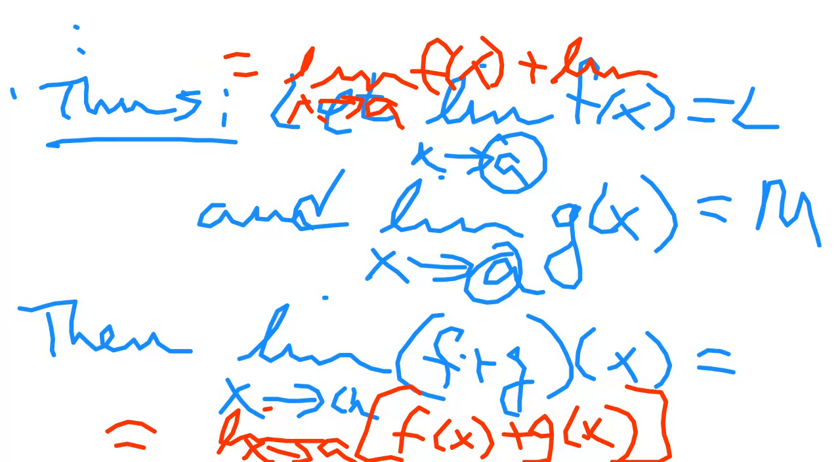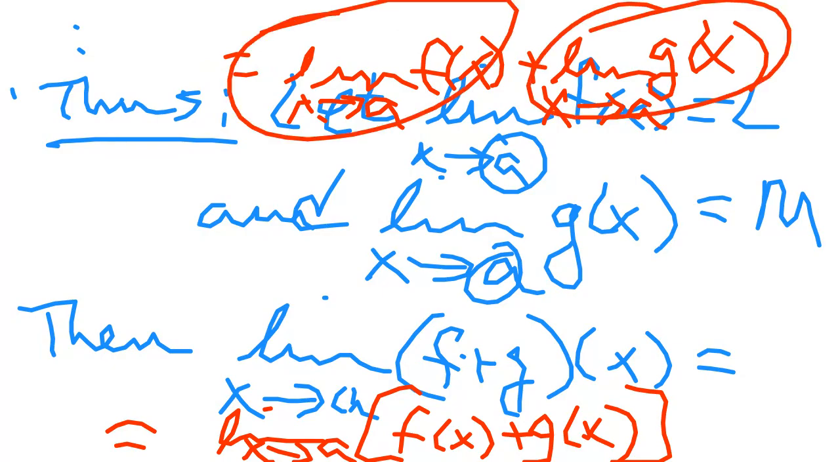Limit as x approaches a, can you read the red? Yeah. Limit as x approaches a of g of x, which is M, and this is L, so this equals L plus M. Okay, does that make sense?